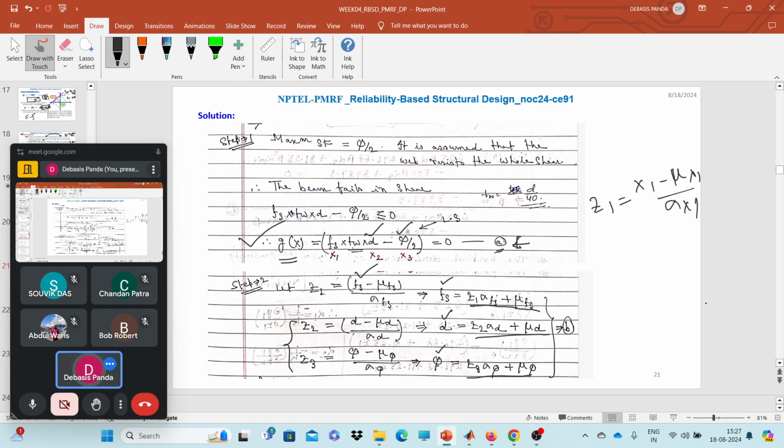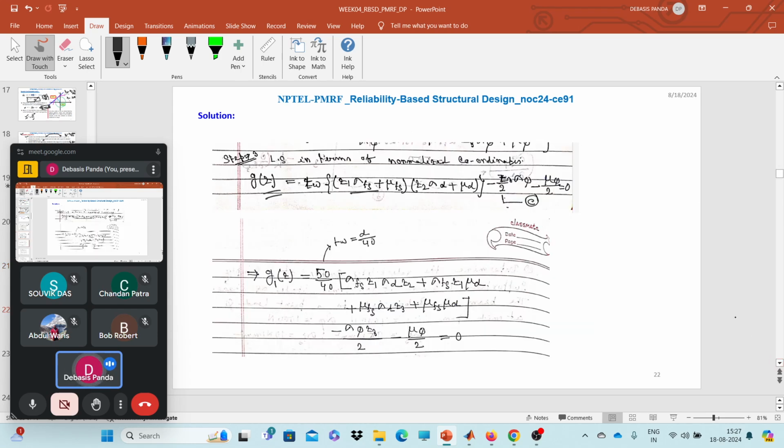So up to this clear? We take the limit state function in the actual domain, we convert it into the standard normal domain, and we have the limit state equation in the standard normal domain. If we simplify it, we have the limit state function in standard normal space. Clear up to this? No problem? Yes or no? Yeah, it's clear.